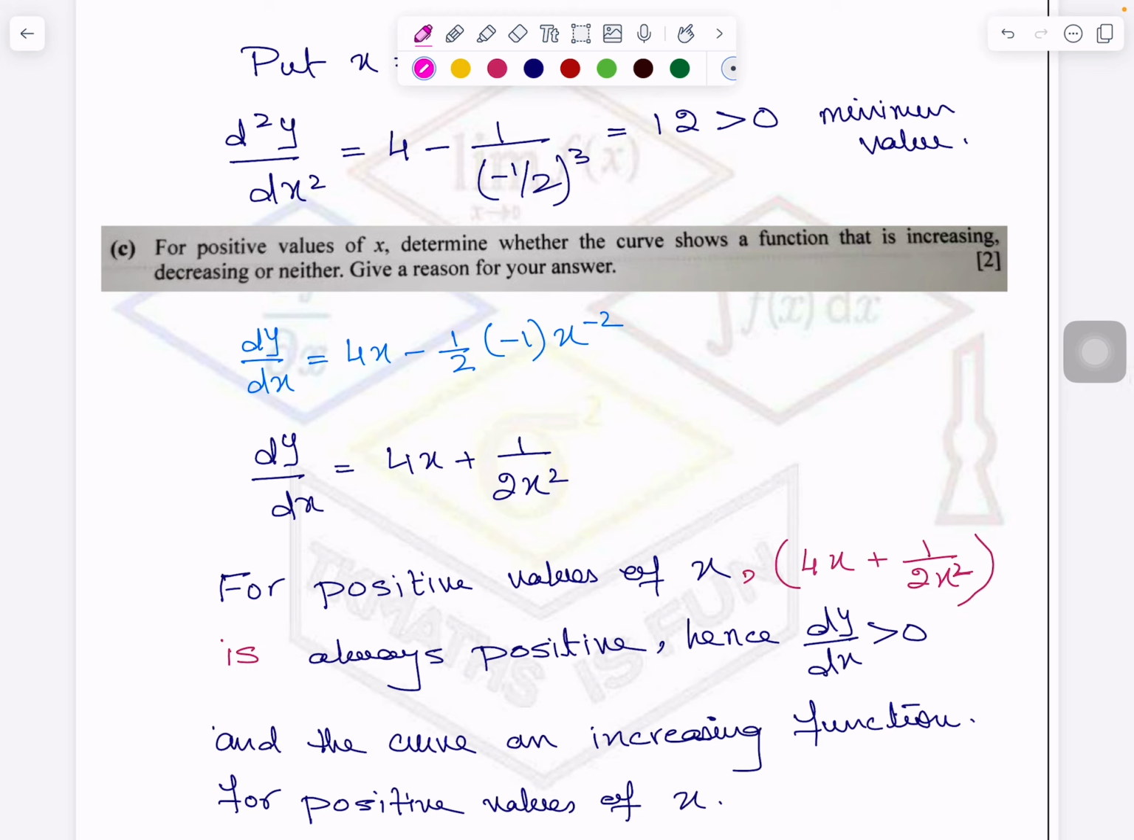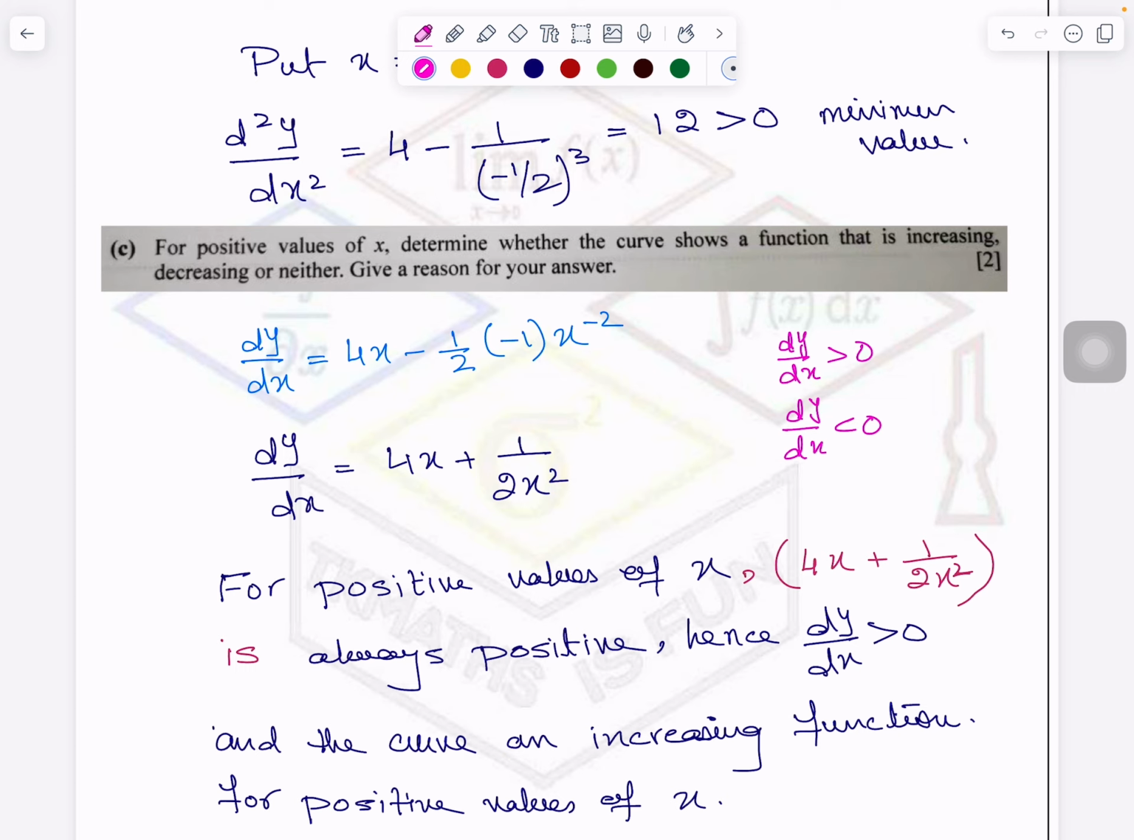Now we know here the basic knowledge: if the rate of change is positive, the function is increasing, which means if dy over dx is greater than 0, the function is increasing. If dy over dx is negative, the function is decreasing.